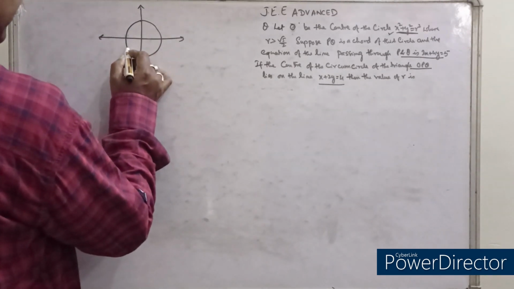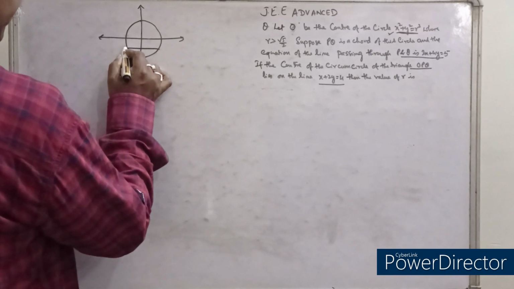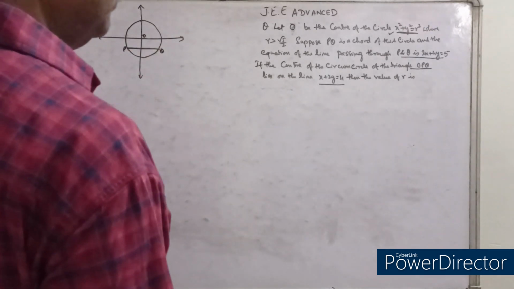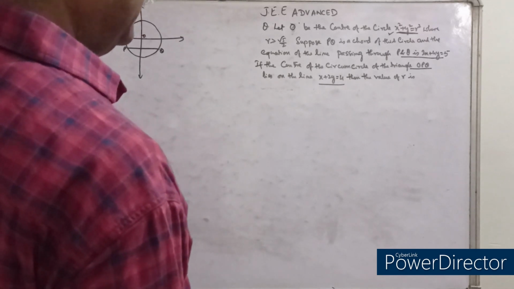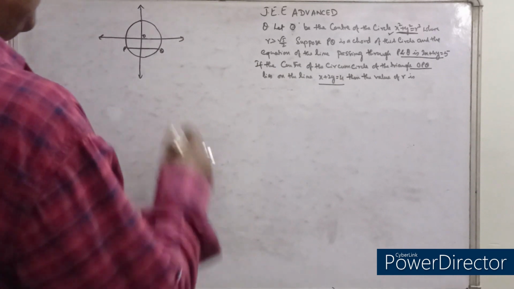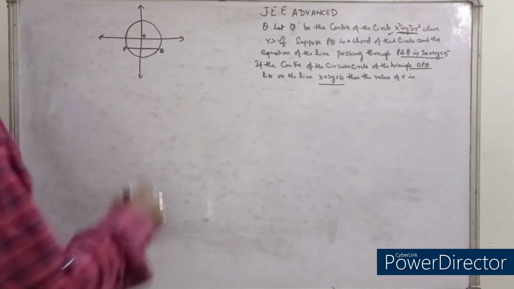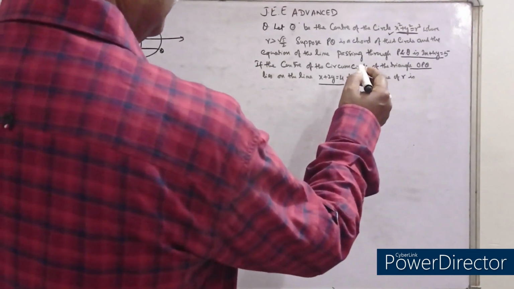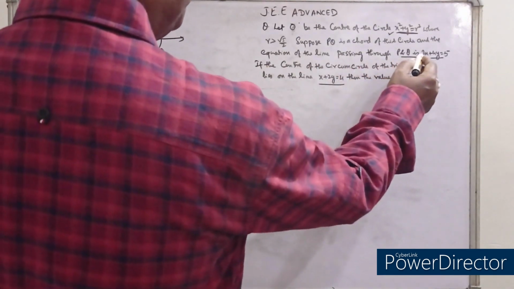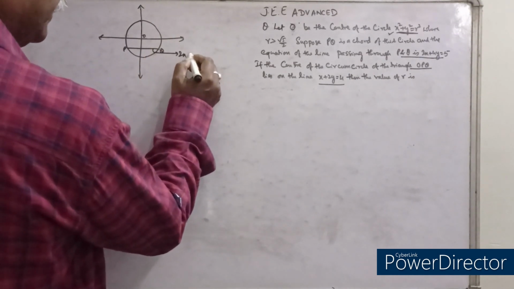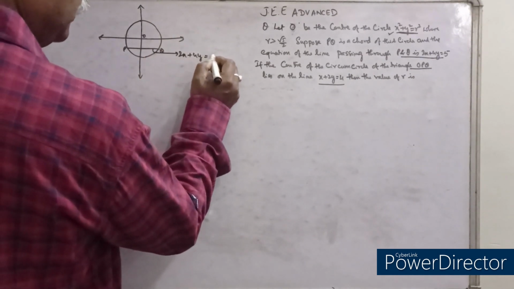Let this be PQ. This is the chord of this circle. This is O, the origin. This is considered as O, origin. And the equation of the line passing through PQ is this. The equation of this line is 2x plus 4y is equal to 5.